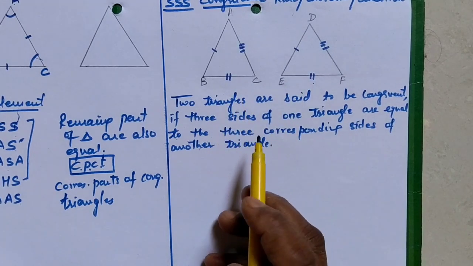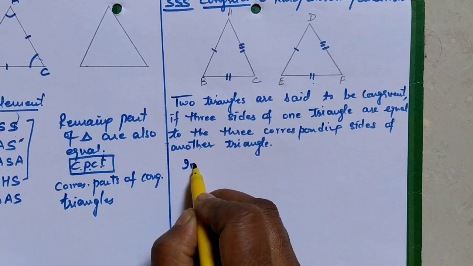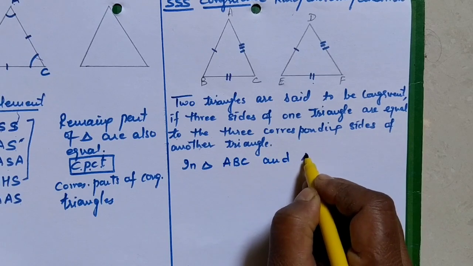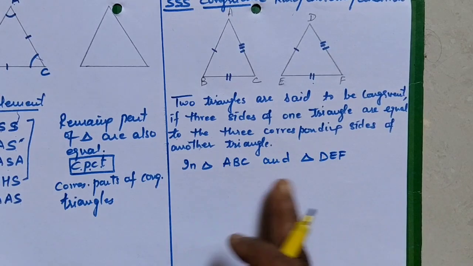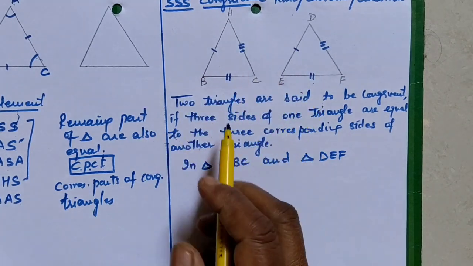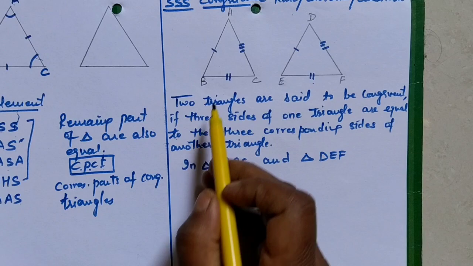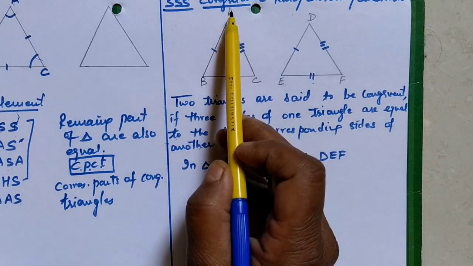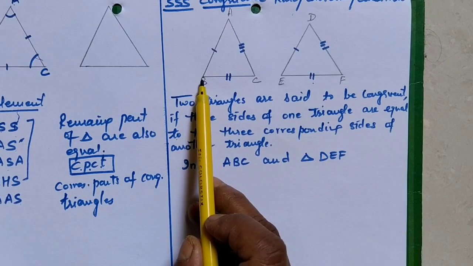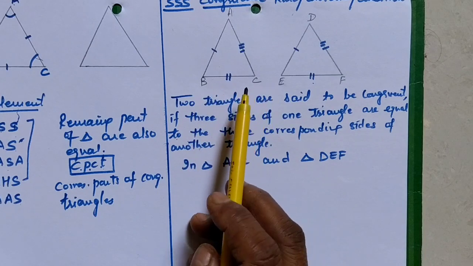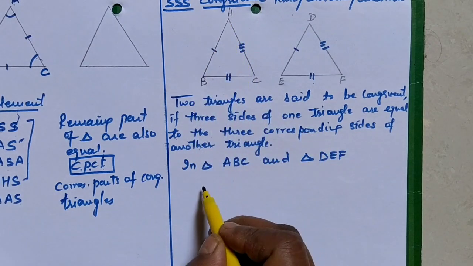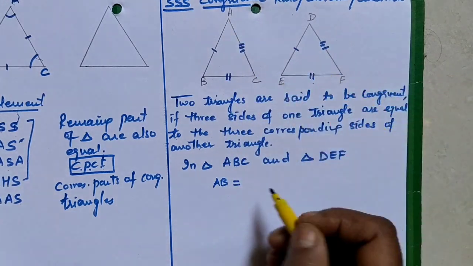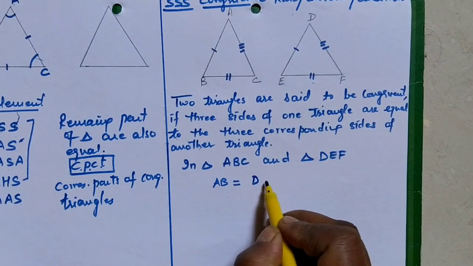According to this theorem, we are going to write, in triangle ABC and triangle DEF, these two triangles, the equal parts. If you start with AB, it is equal to DE. It is not compulsory that every time you start from this side. From any vertex, from any side you can start. So I write AB is equal to DE, because this line segment is equal to the other line segment DE of the other triangle.